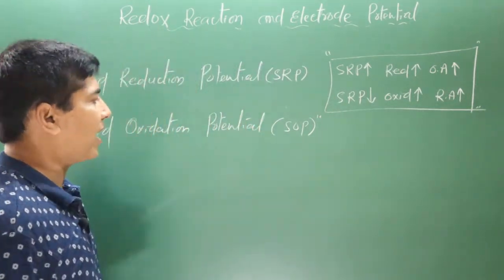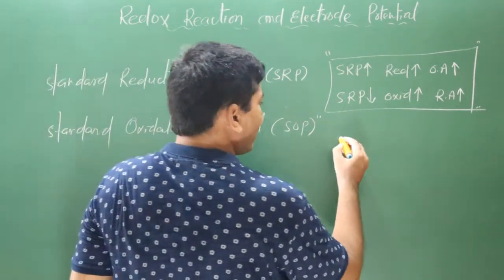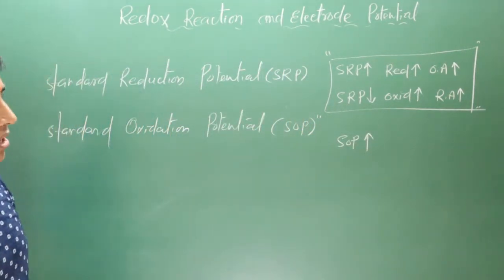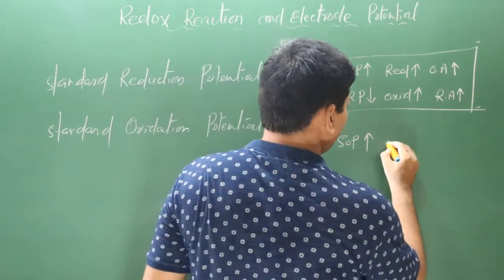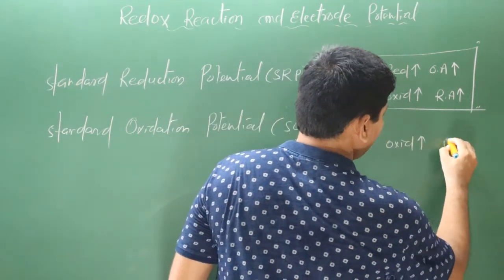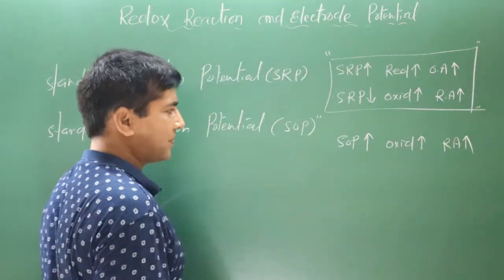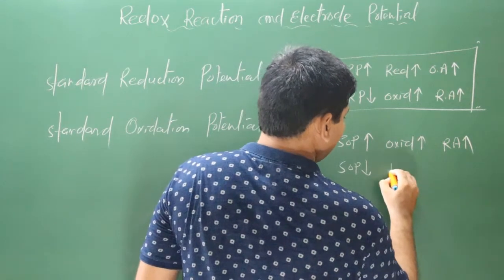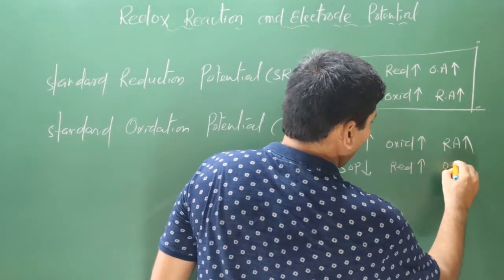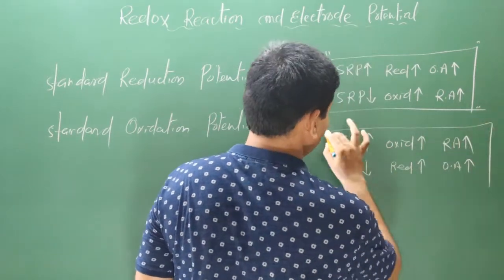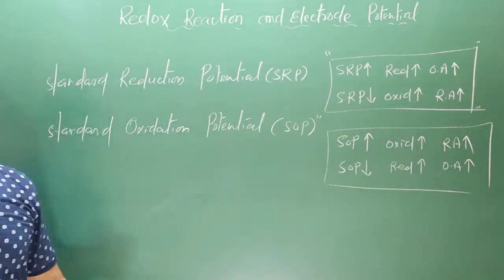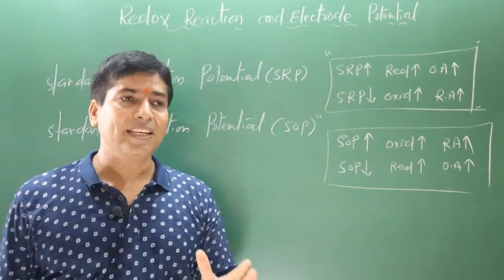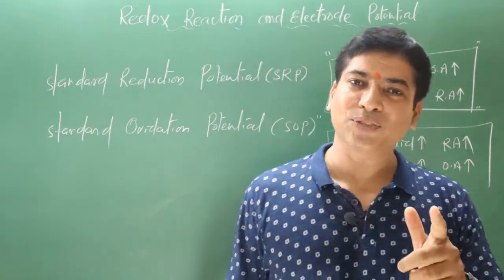Now let me talk about SOP. Elements having larger value of SOP, standard oxidation potential, will have a greater tendency to show oxidation reaction and act as reducing agent. Elements having lower value of SOP will have a greater tendency to show reduction reaction and act as oxidizing agent. So whether the SRP values or SOP values are given, by using these conditions we can easily identify oxidation as well as reduction reaction.